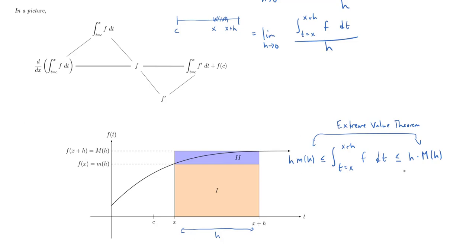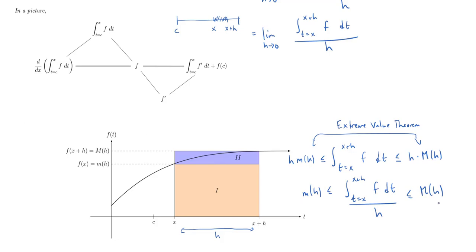Now, if h is negative, of course, it's going to reverse the direction of all these inequalities. This is just a subtle detail that we'll have to talk about at the end. Let's just assume for a moment that h is positive. So when I divide, all these h's on the outside are going to go away. So I know then that little m of h is going to be less than or equal to the integral, t goes from x to x plus h, of f dt, all divided by h, and that will be less than or equal to big M of h.